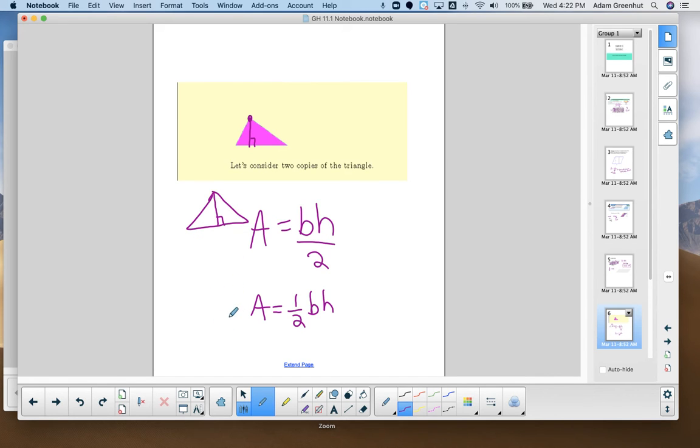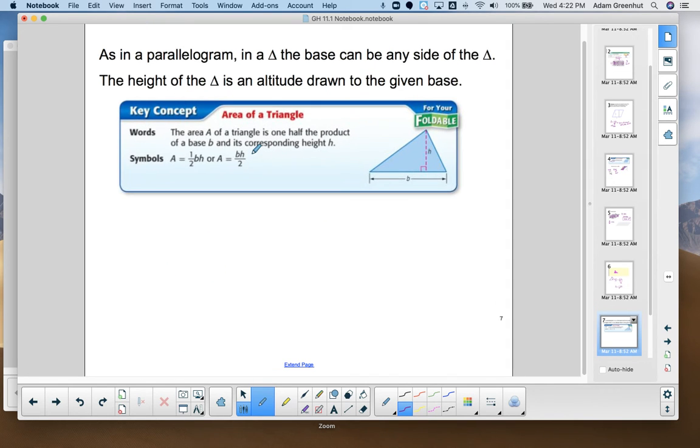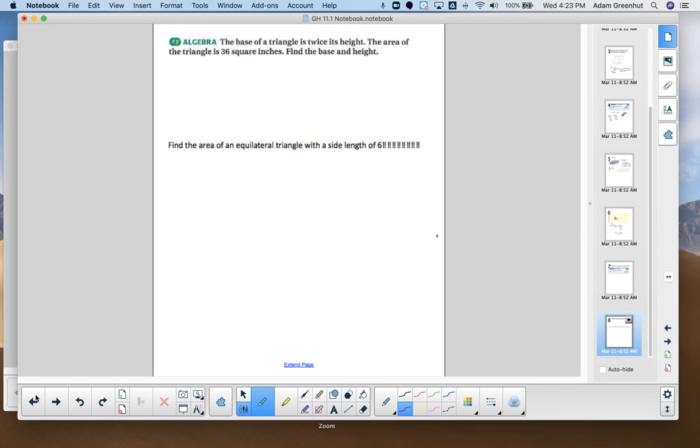You can use any of the three sides of the triangle as your base as long as you have the altitude to the opposite vertex to use as your height. There's your formula right there. Area equals base times height over 2, which is half base times height. Any side can be your base as long as your height is perpendicular to it.